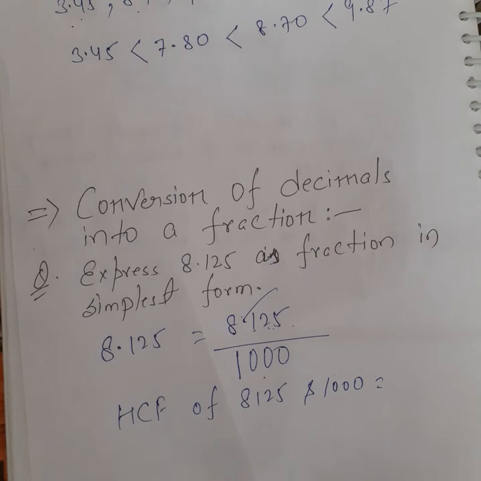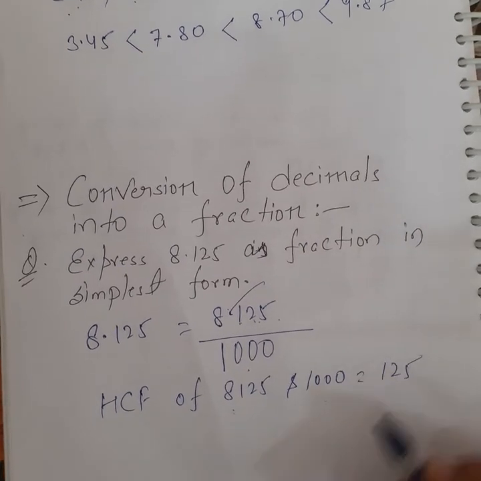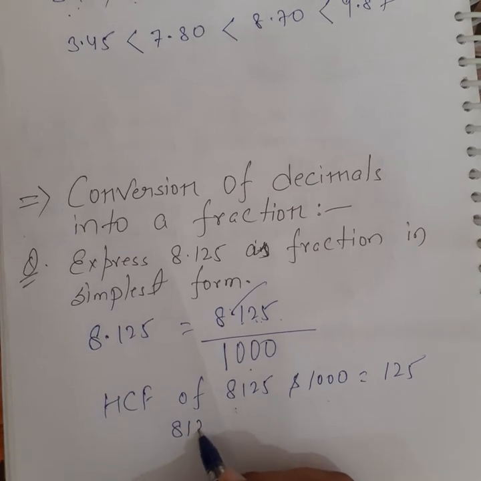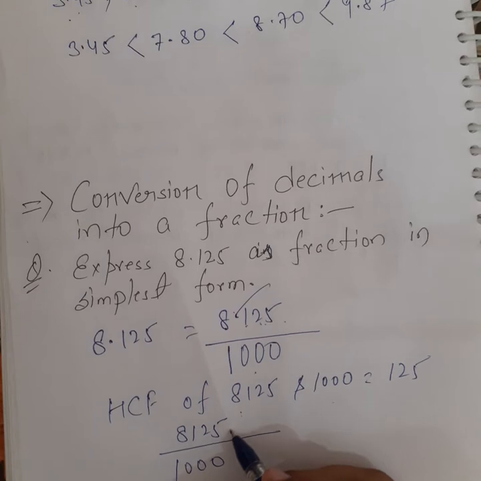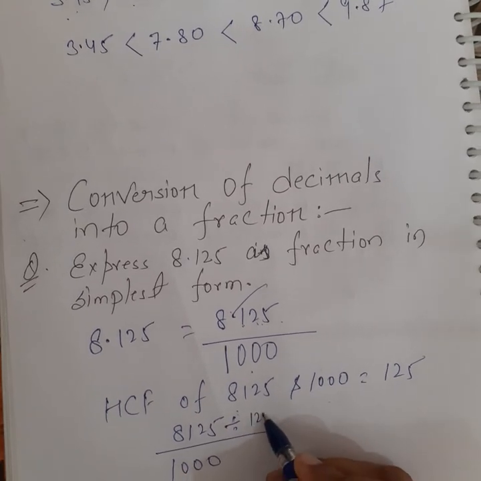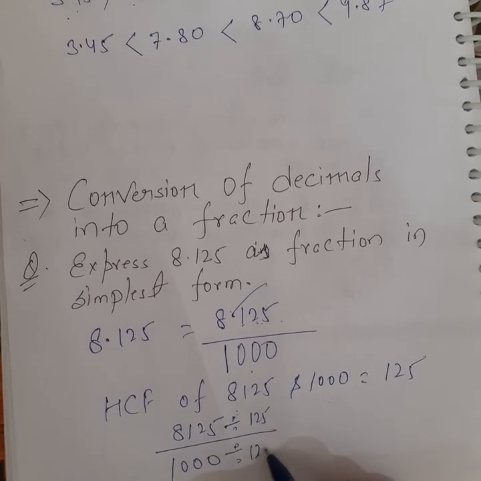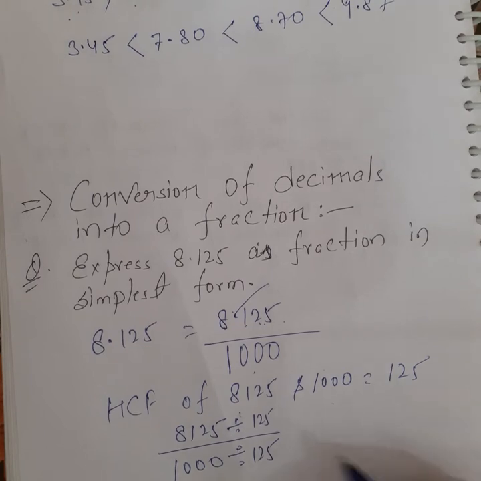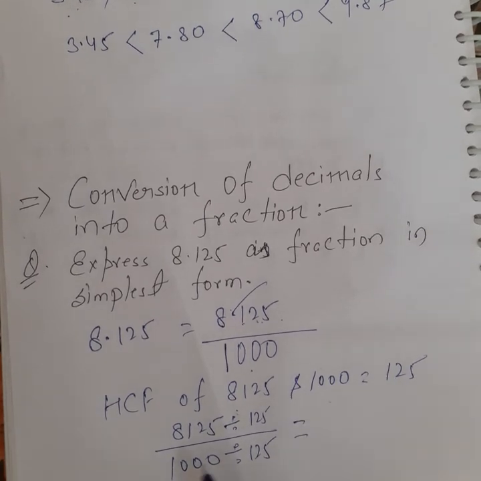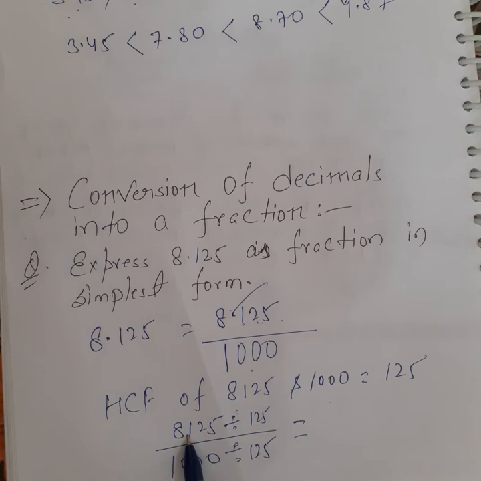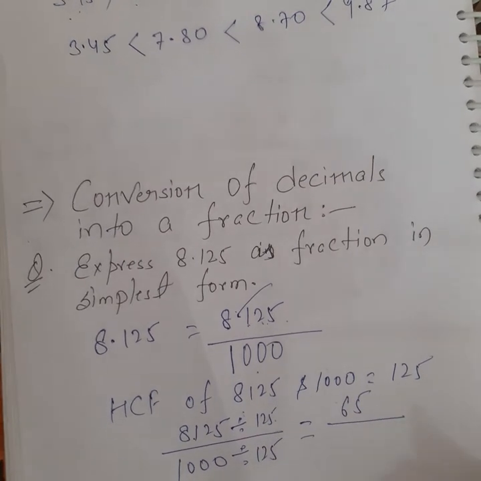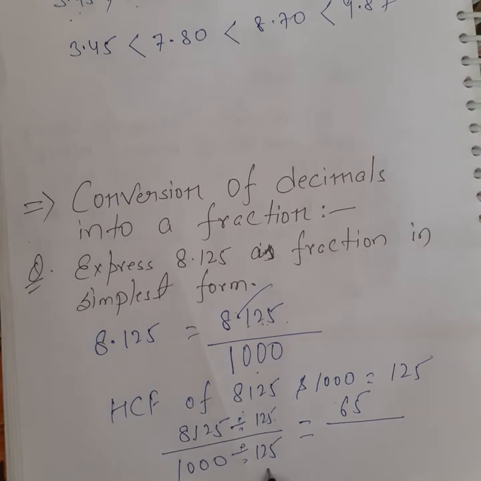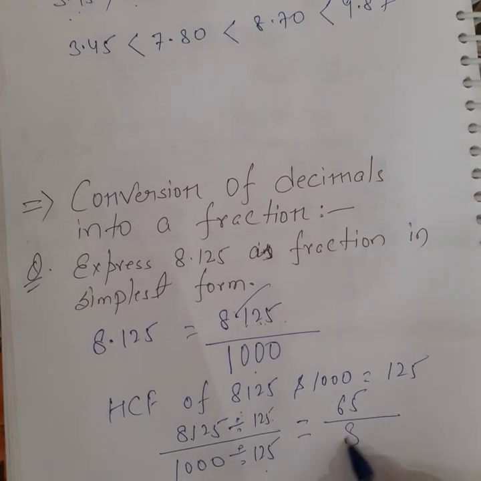The HCF of 8125 and 1000 is 125. So 8125 by 1000. Now we divide the numerator as well as the denominator by the HCF, and in this way we convert a fraction into its simplest form. By dividing 8125 by 125, we get here 65, and by dividing 1000 by 125, we get here 8.